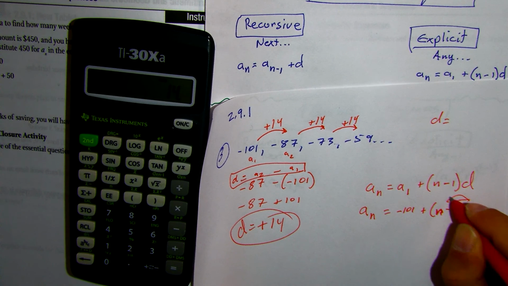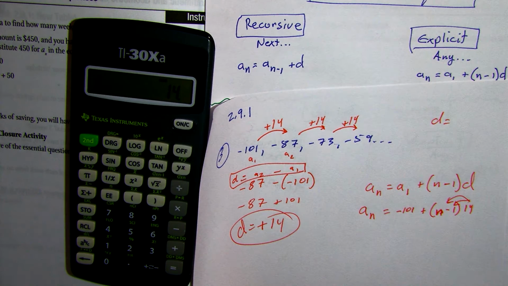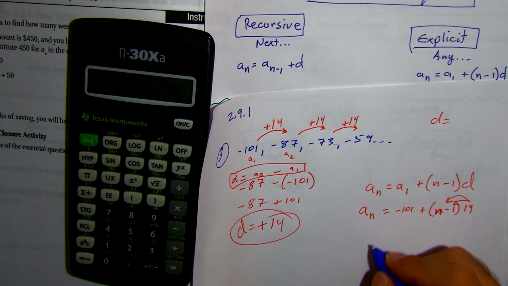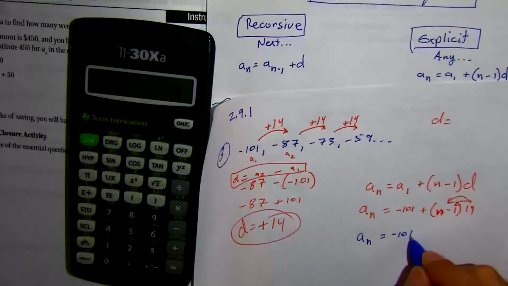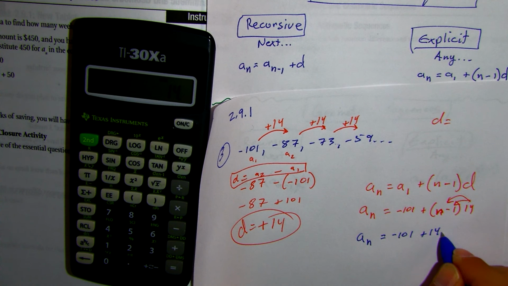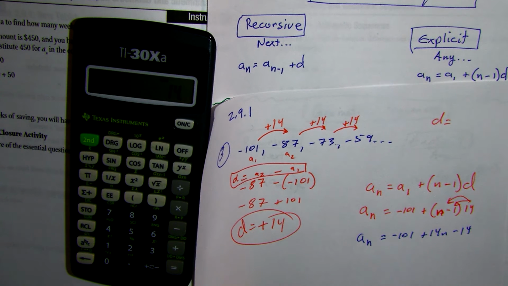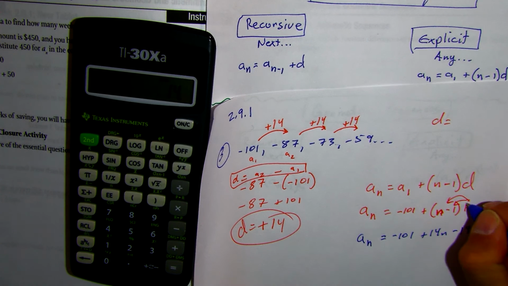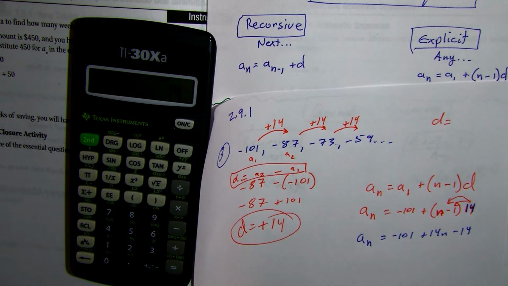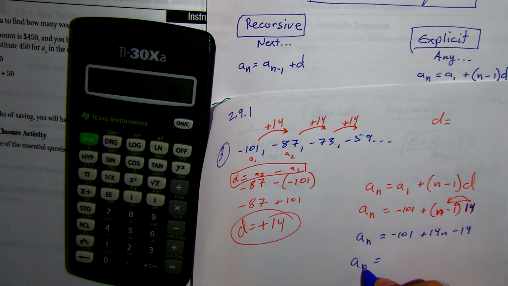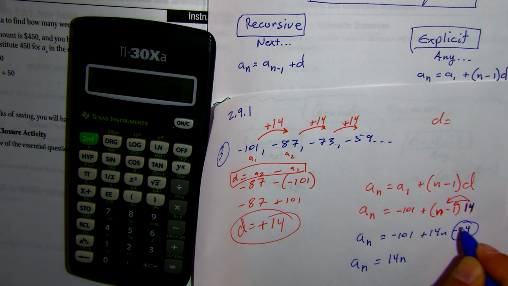We have to just distribute those. And then I'm going to have a sub n equals negative 101 plus 14n minus 14, because I distributed my 14 right here. A sub n, I like it in this form. I always put it like it's a linear equation. Now I just have to combine these.